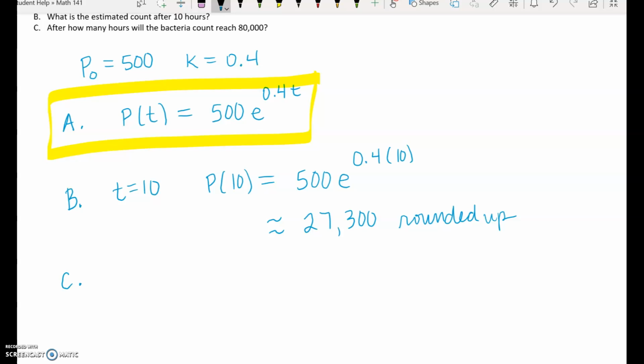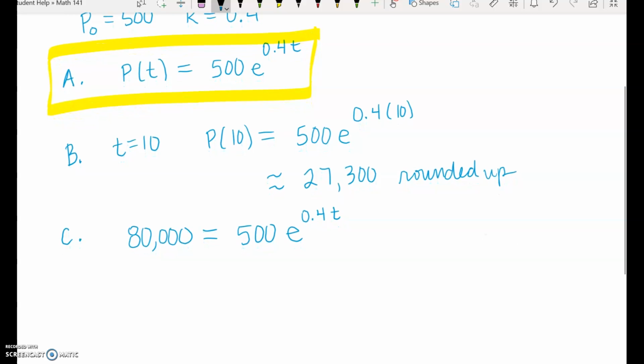So that's part B. Part C is the part that's a little bit more challenging. We want to know after how many hours we will have a certain bacteria count. And so we're solving for t, which is up in the exponent. So we want to know when there are 80,000 bacteria, we know that the starting amount was 500. The rate is 40%, and that t is what we're solving for.